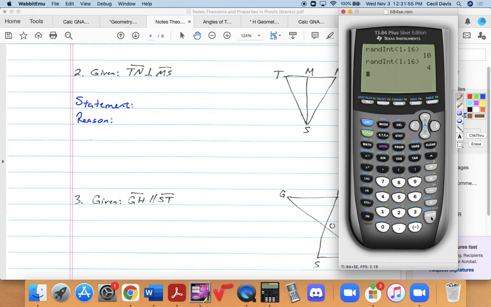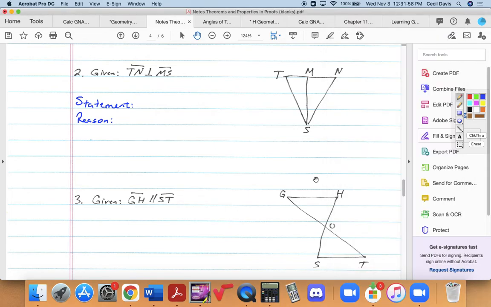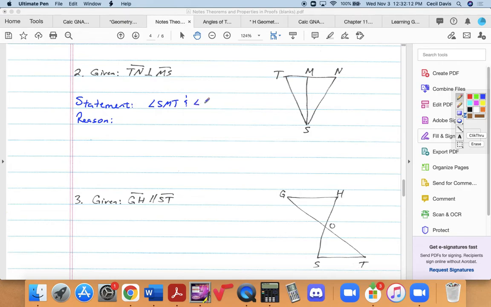Oh, okay. Number 4. Angle SMT and angle SMN are right angles, and the reason is definition of perpendicular lines. Very nice. Angle SMT and angle SMN are right angles. And always practice marking the diagrams because that's going to be important to us, because of the definition of perpendicular lines.